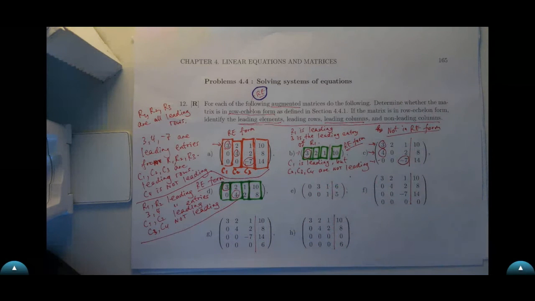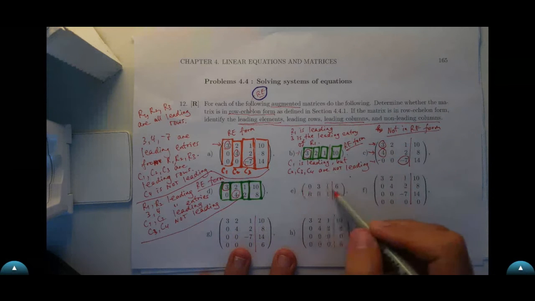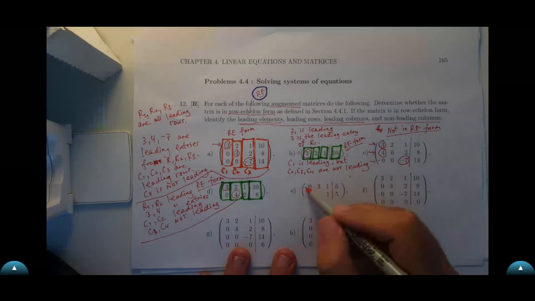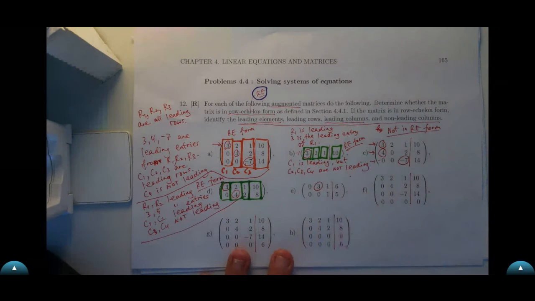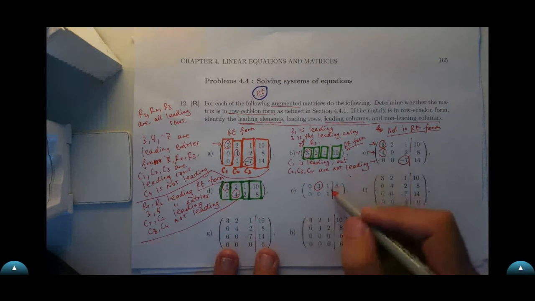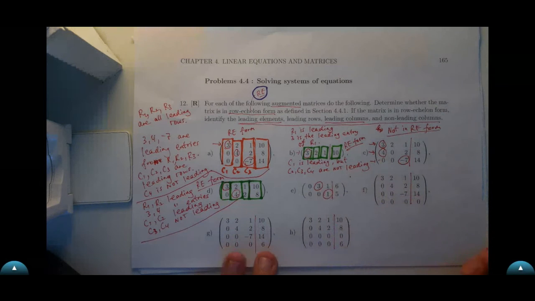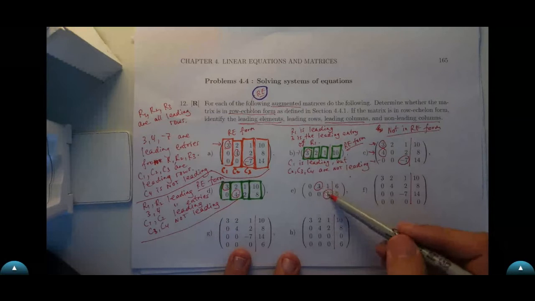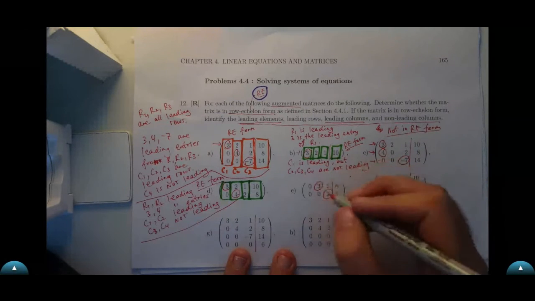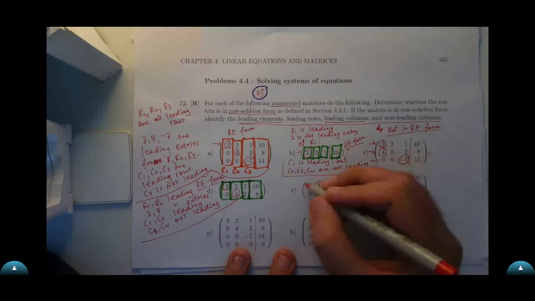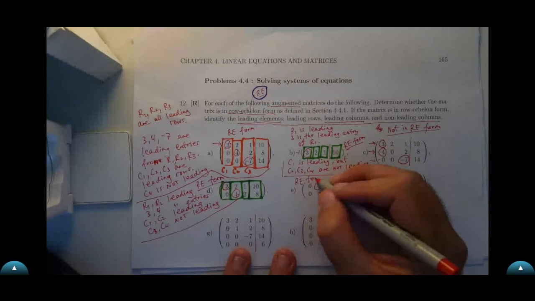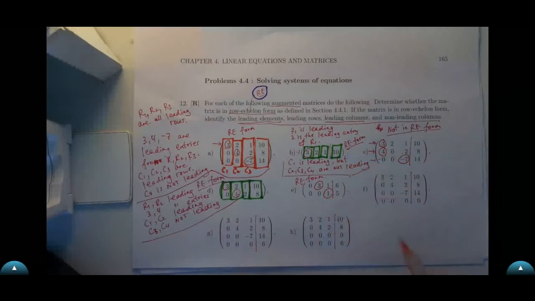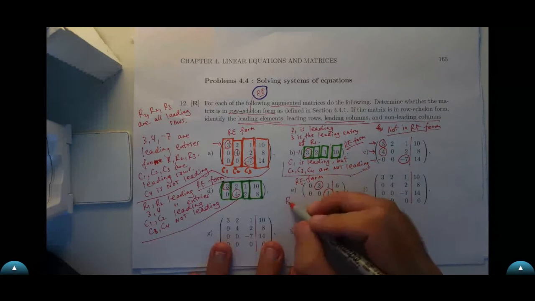Okay, so let's move on to part E. Let's look at the first row. The first row is not all zeros, and if we move from left to right, that will be the leading entry. If we move over there, that will be the leading entry. Now you can see the leading entries move to the right as we go from top to bottom. So this definitely is in row echelon form. Column one will be leading, row one, row two will be leading.